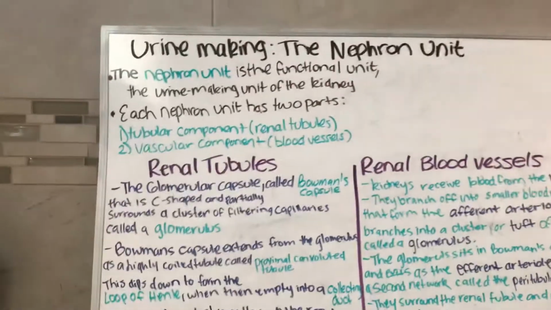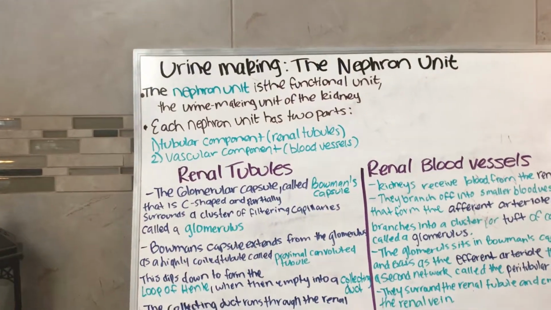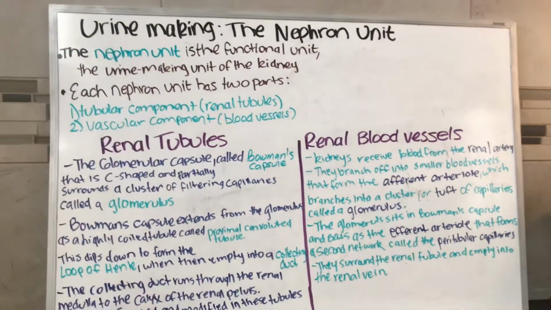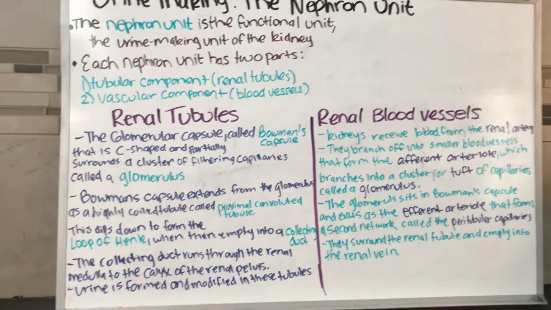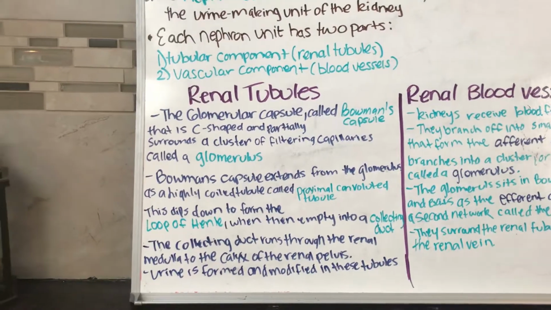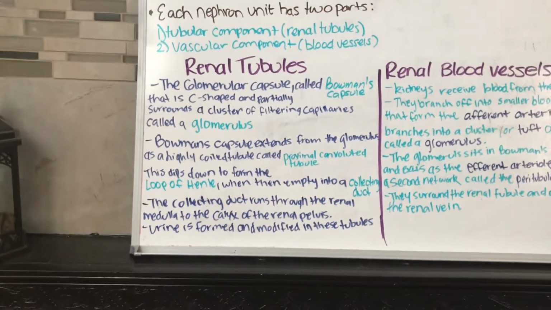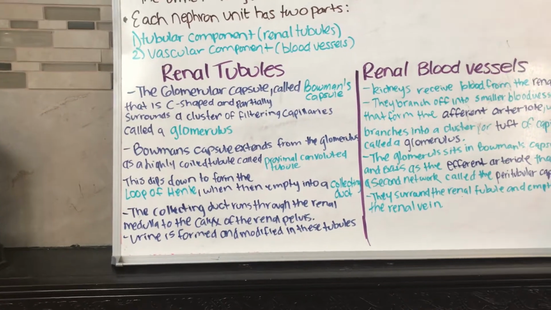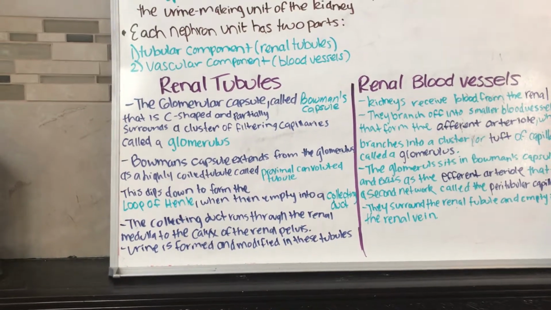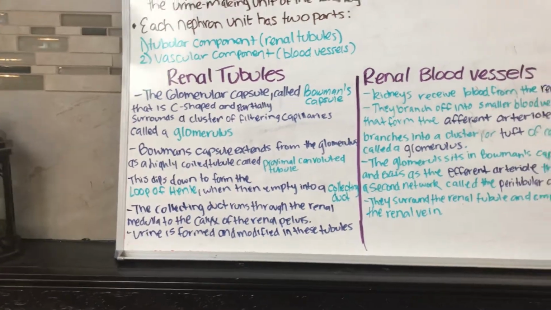So let's recap. The nephron unit is the urine-making unit of the kidney. It has two parts: the renal tubules and the renal blood vessels. In the renal tubules, you have the Bowman's capsule and you have the glomerulus. You also have your loop of Henle that goes into the collecting duct, and then from there it goes out to the renal pelvis where urine is formed and modified.